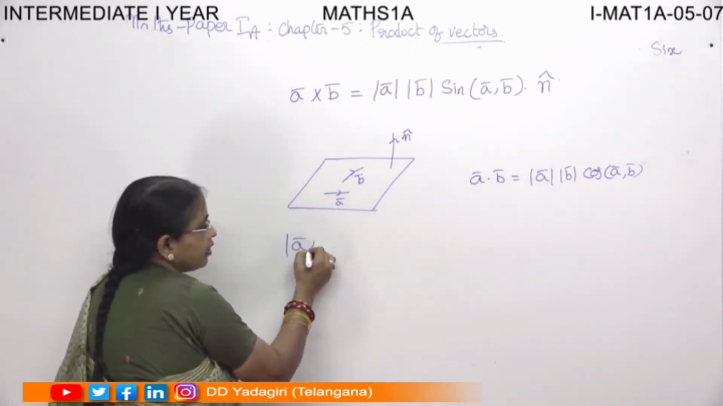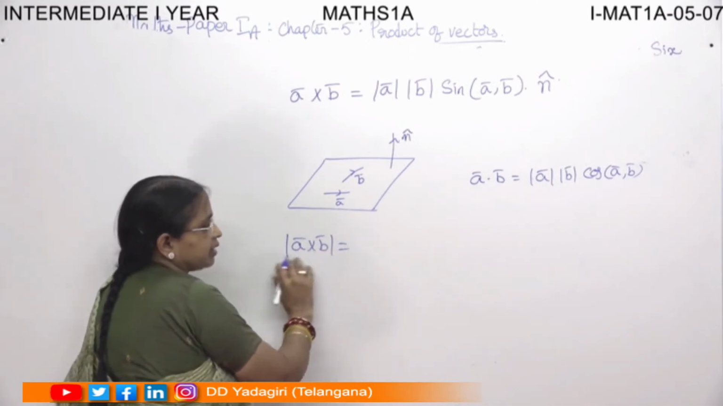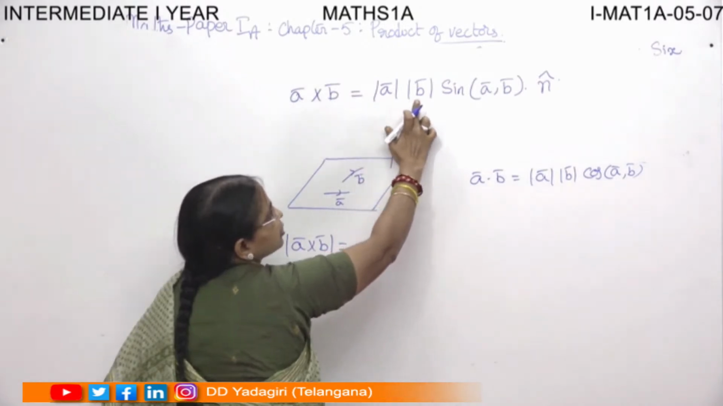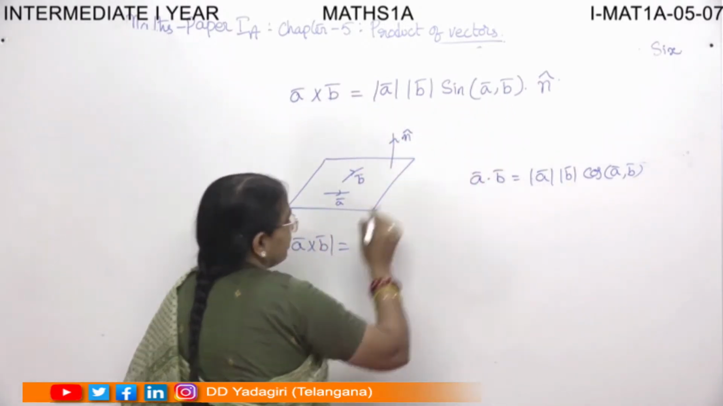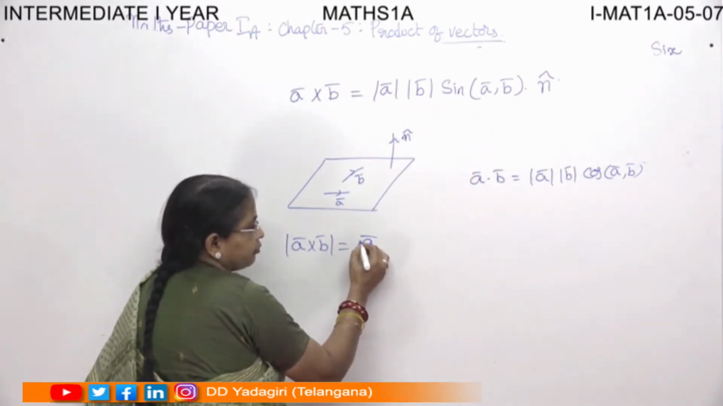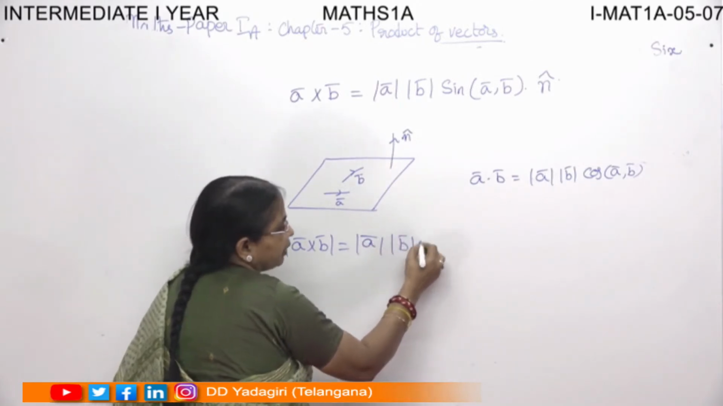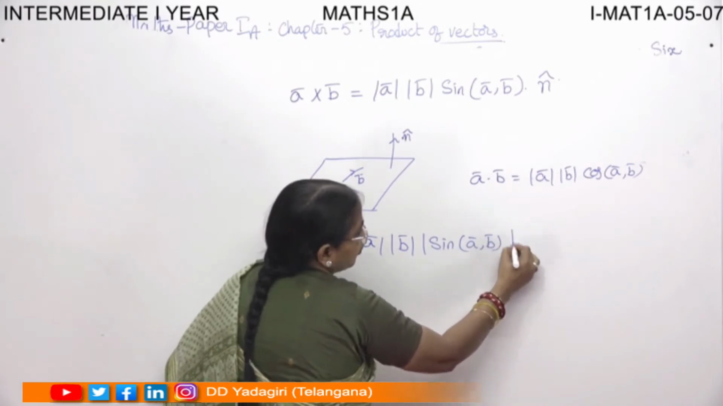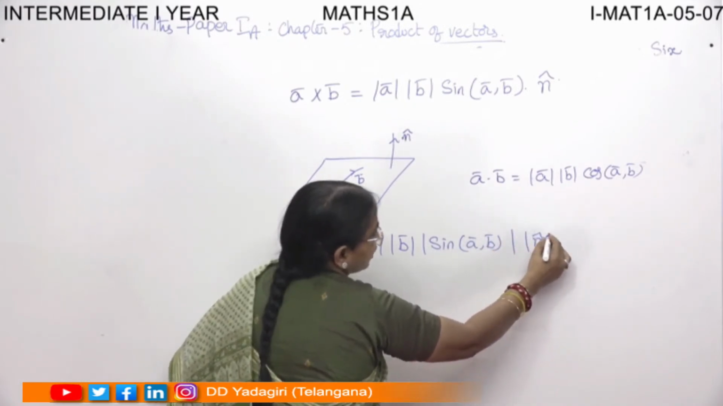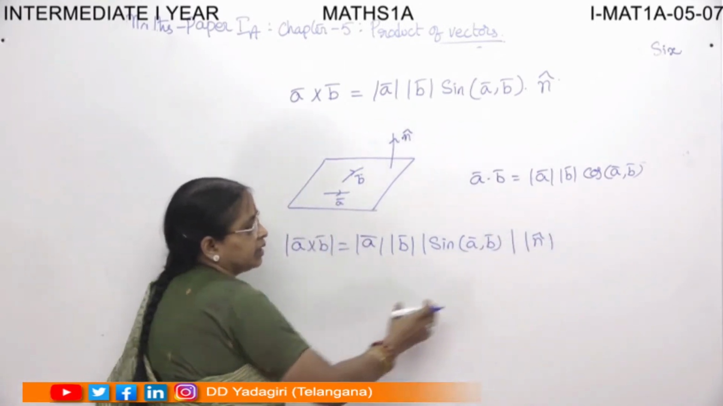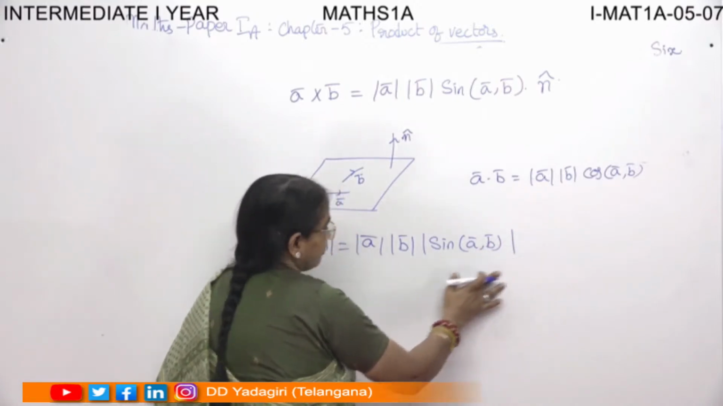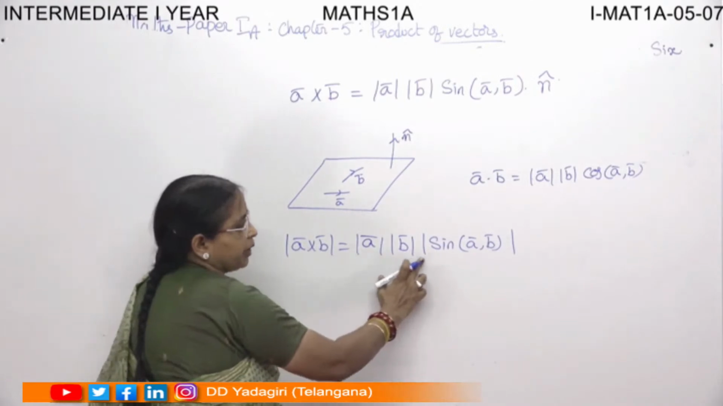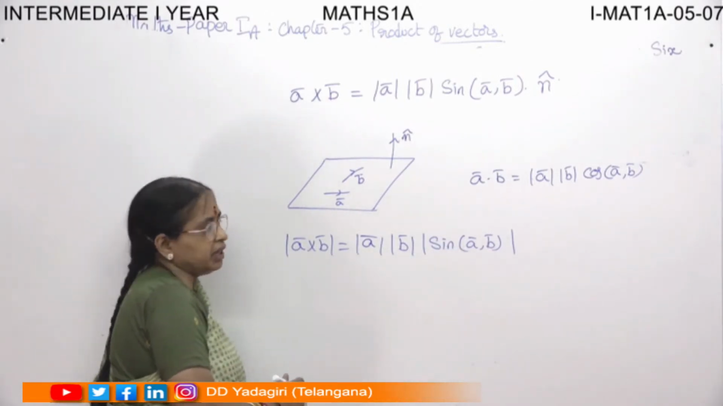Now what is mod of A cross B? This formula is again very important. When you take the modulus, it is positive, and sine of angle between any 2 vectors is again positive. So mod A into mod B into mod of sine of angle between A and B into mod of n cap. Because n cap is a unit vector, its modulus is 1. So mod A cross B is mod A mod B into sine of angle between A and B.